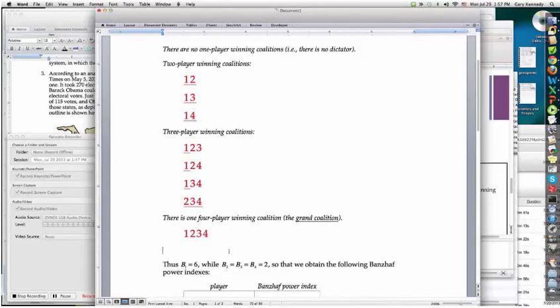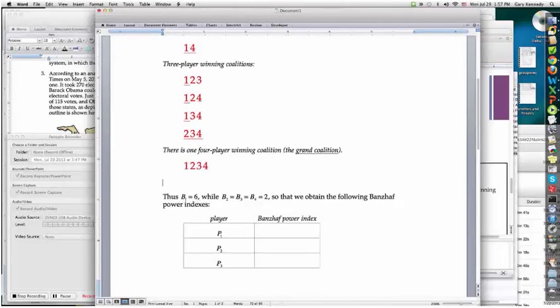For the other players, if you go ahead and count, for example, player 2 has only been underlined twice. The same thing with player 3 and player 4. So B2 and B3 and B4 are all equal to 2. Now what is T? Well, T must be 12, right? It's 6 plus 2 plus 2 plus 2. And so we're going to get the Banzhaf power indices by dividing each of the B's by 12.